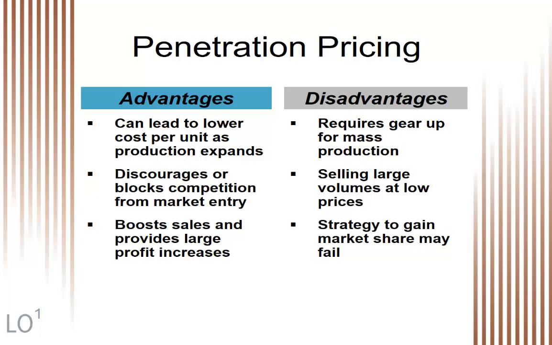Second, selling large volumes at low prices. Again, per unit profit is lower for penetration pricing, but with mass production and mass selling, it is possible. Third, the strategy to gain market share may fail.